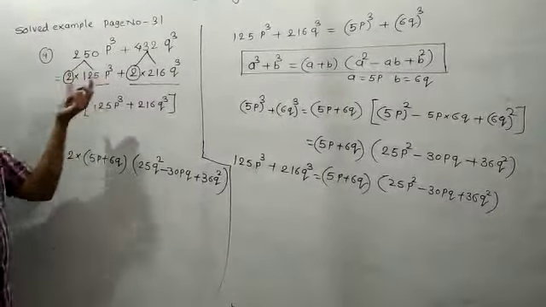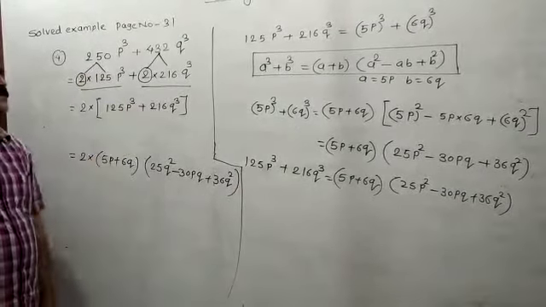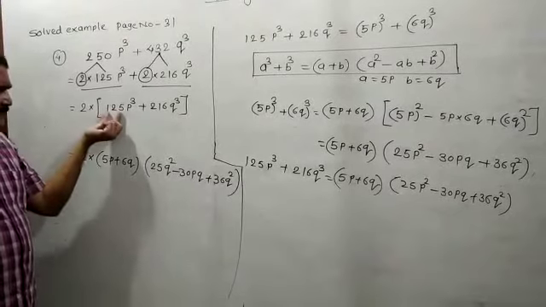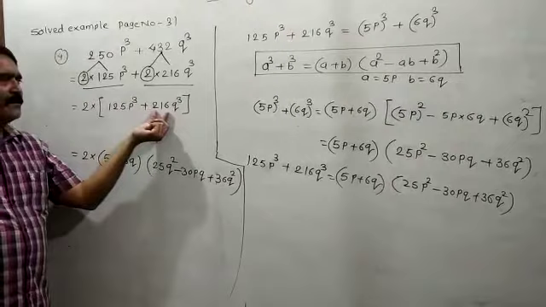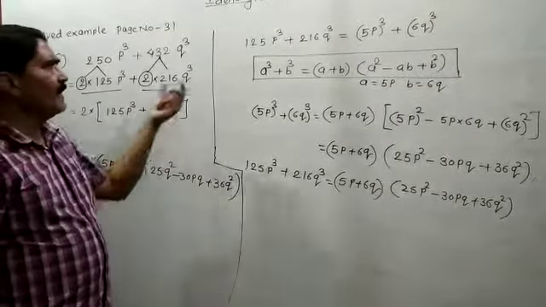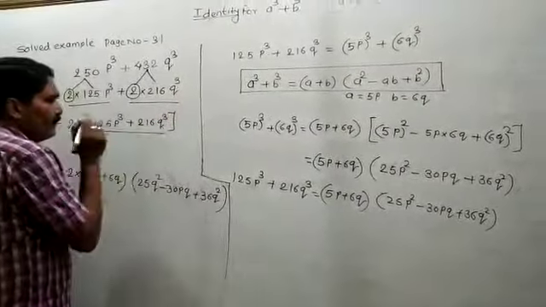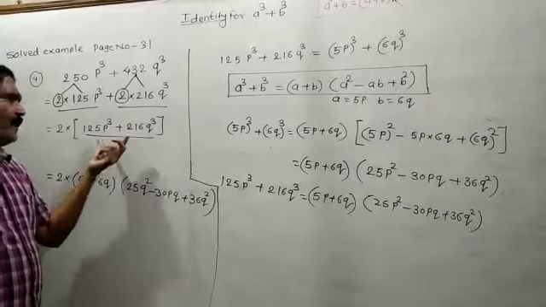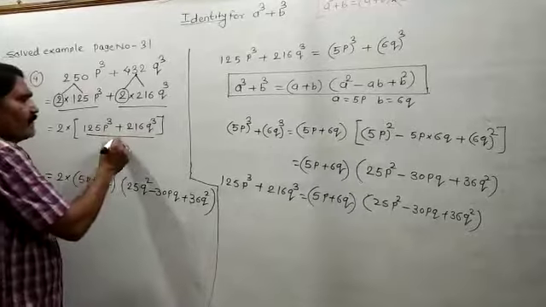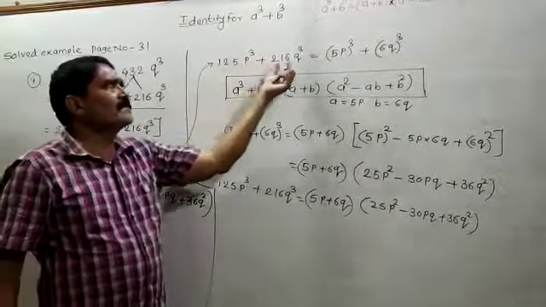If I take out 2 common, what remains? 125 p cube plus 216 q cube. Then this 125 is the perfect cube of 5, and this 216 is the perfect cube of 6. I will solve this first, and after that I will find the value of this cube term by using the identity, and I will put that value afterwards. So I will take this term here: 125 p cube plus 216 q cube.